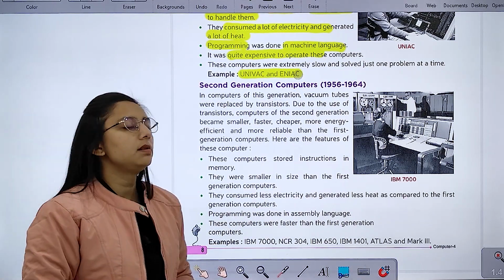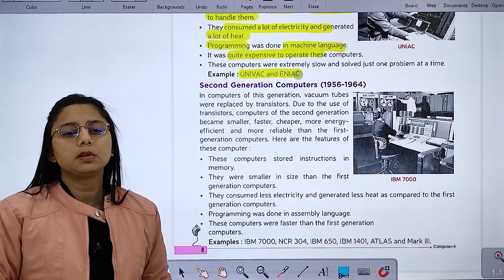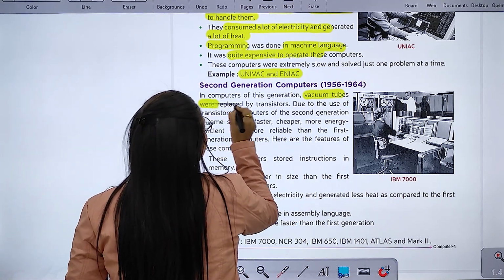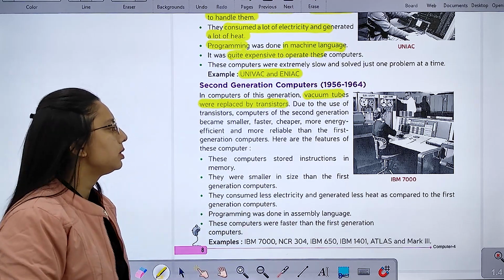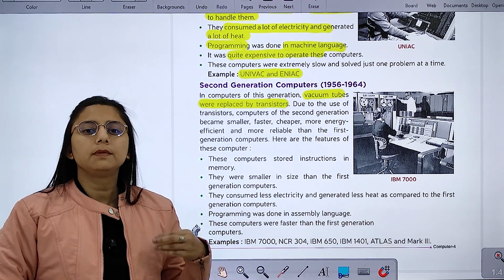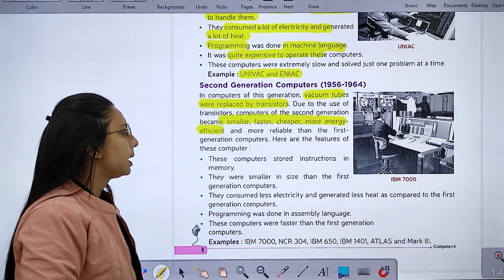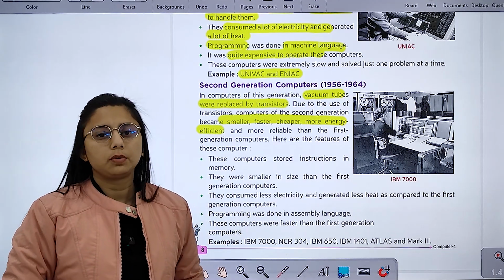Then we have second generation computers. It started in 1956 and lasted until 1964. Here vacuum tubes were replaced by transistors. They were small, faster, cheaper, more energy efficient and more reliable than the first generation computers.